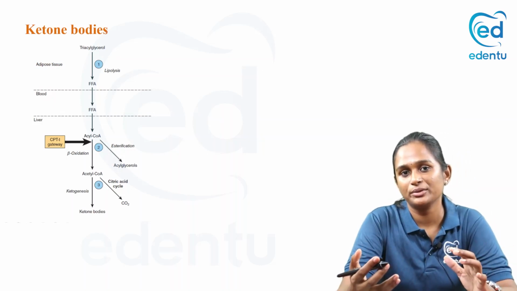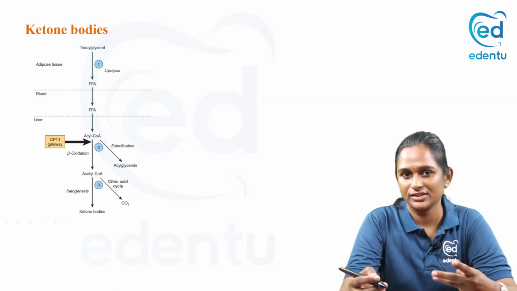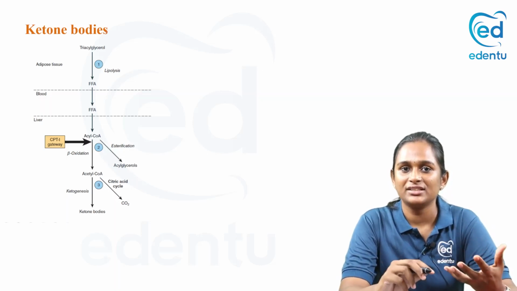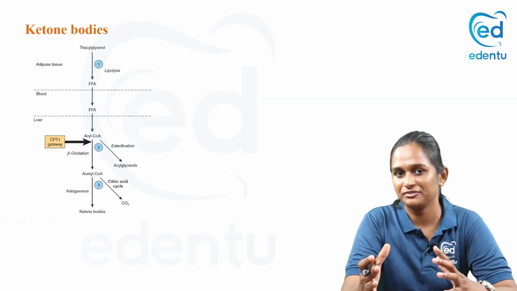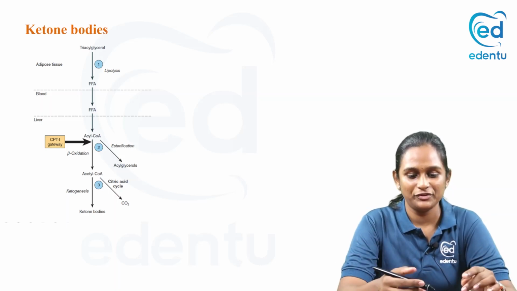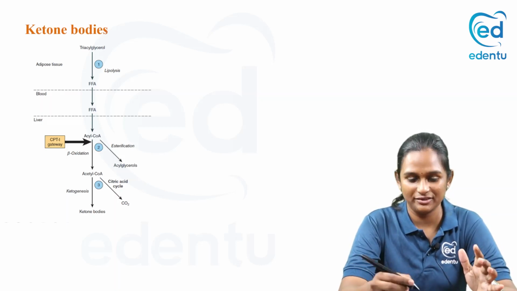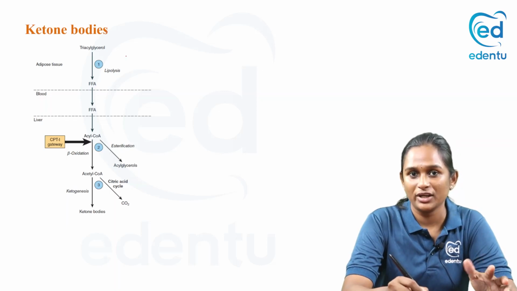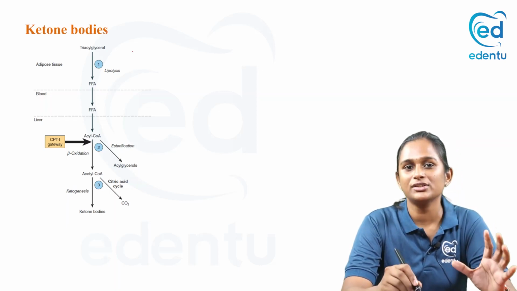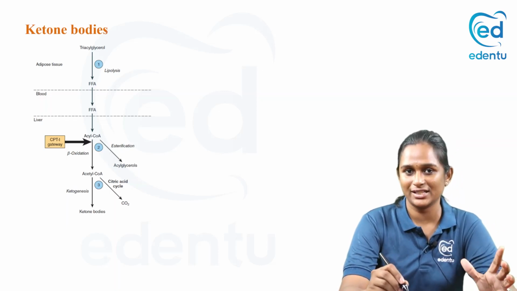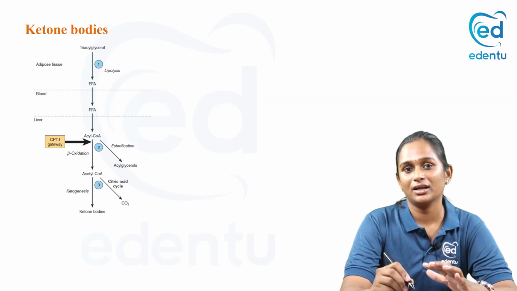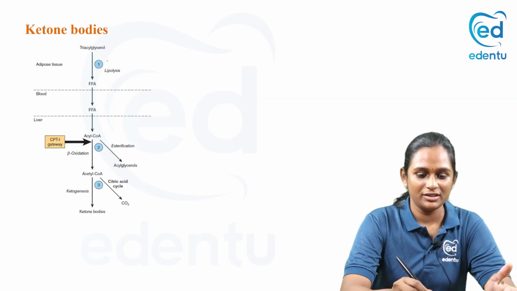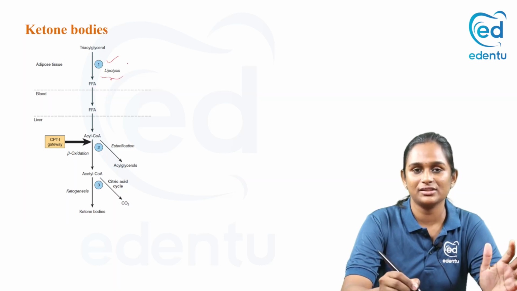Moving on to the regulation part. The regulation happens at 3 levels. Anything which affects the generation of free fatty acids is going to affect the generation of ketone bodies. The first one is lipolysis, which occurs in the adipose tissue, because adipose tissue is the source of free fatty acids coming to the liver. These are the factors which affect lipolysis in the adipose tissue.